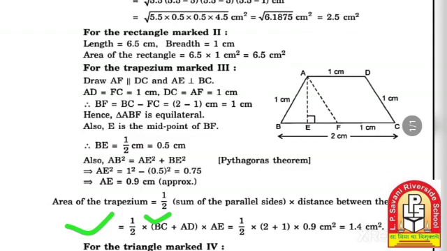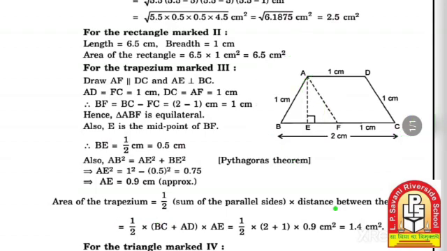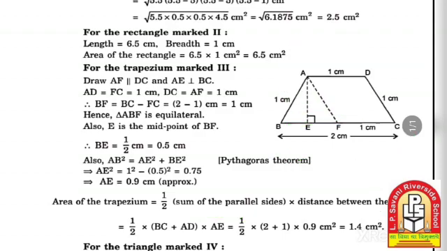So I want to find the area of this trapezium. The trapezium has one perpendicular side, the distance between the parallel sides, that is AE, and AE is equal to 0.9. So we put the distance between them equal to 0.9 and the sum of the parallel sides, BC plus AD, that is 2 centimeter plus 1 centimeter. So 0.9 times 3 multiplied by 1 by 2, that is 1.4.